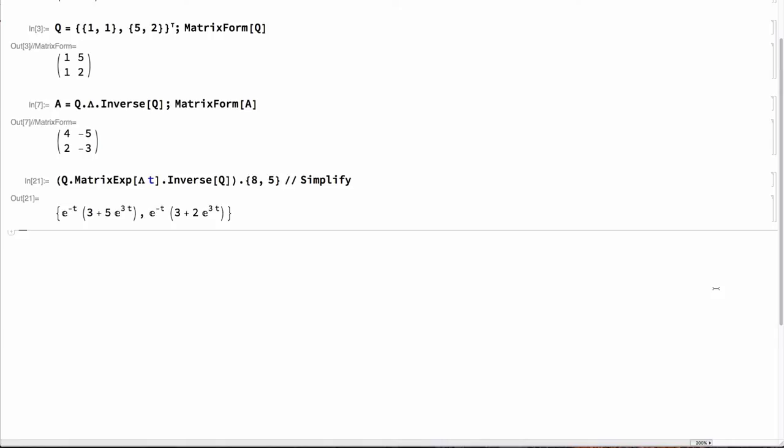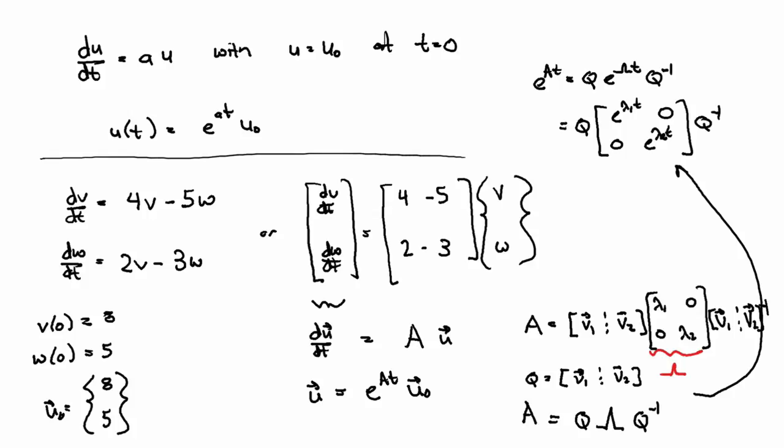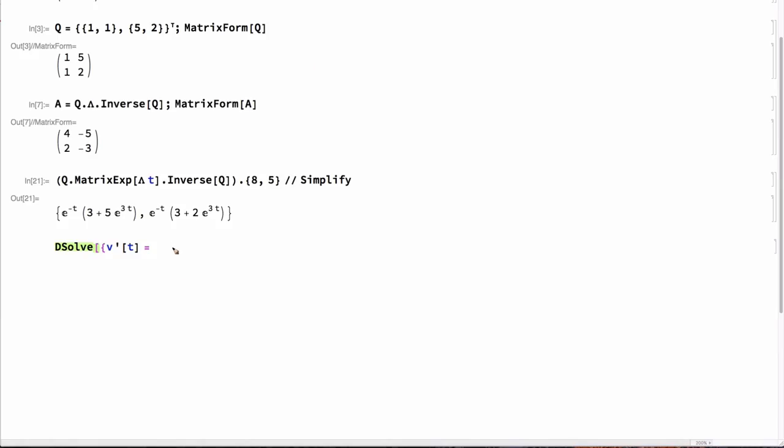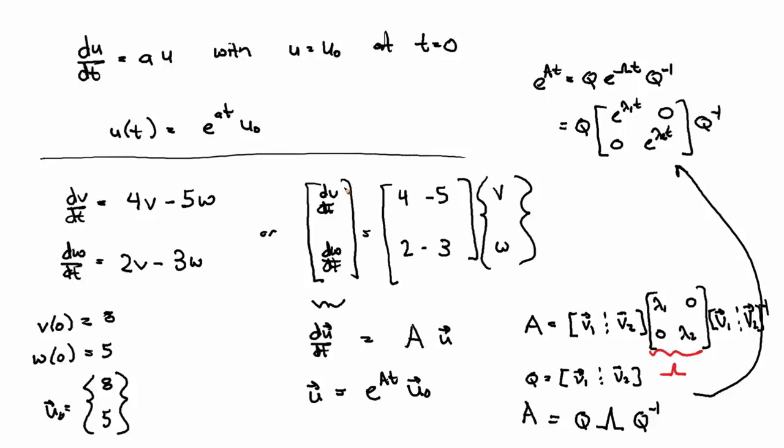So let's just verify, right? Using Mathematica's differential equation solver. It's called DSolve, and then I have to put in the equations. So in this case, I had V prime of t is equal to, so I'm trying to write this equation, V prime of t, the first derivative of V with respect to t is equal to 4V minus 5W. And then W prime of t, the first derivative of W with respect to t, is equal to 2V minus 3W.